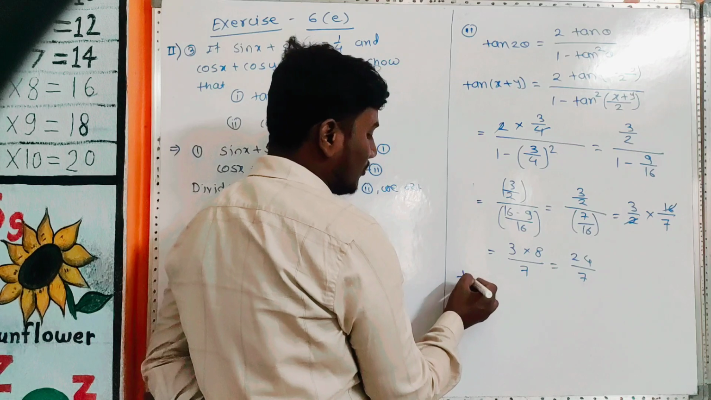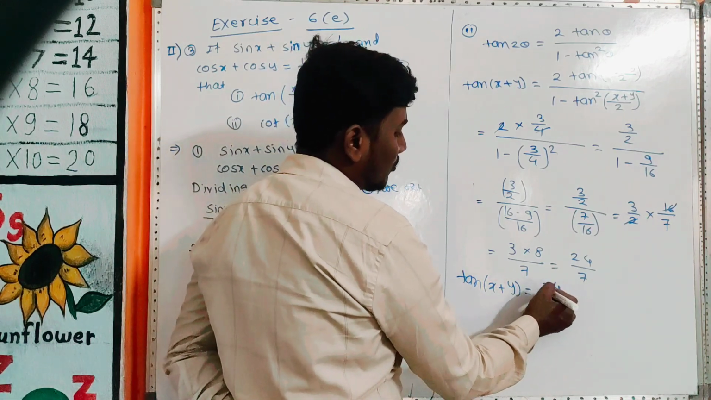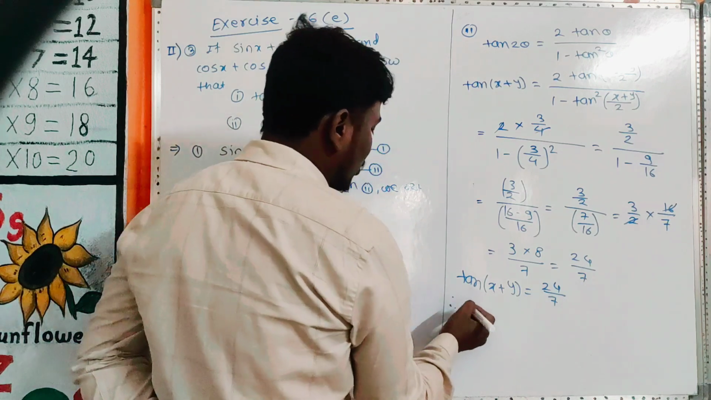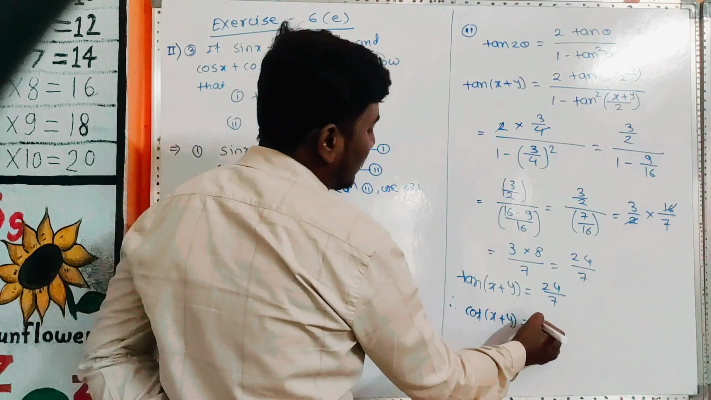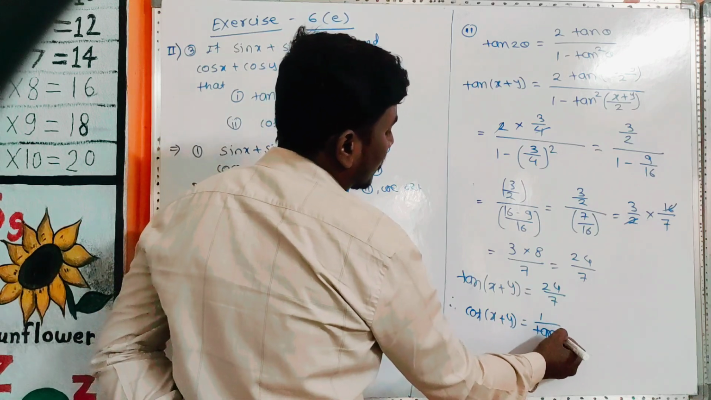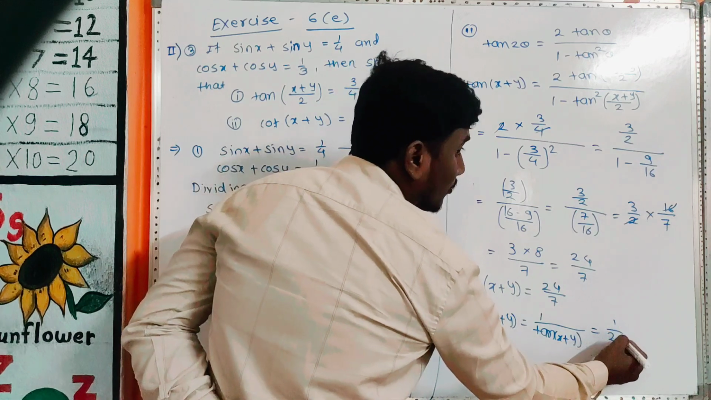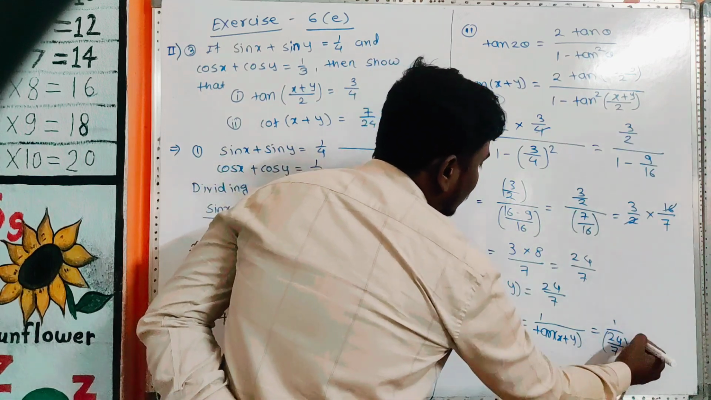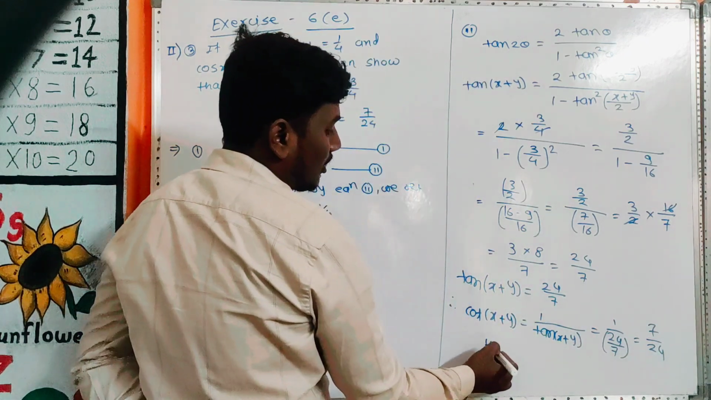This is the value of tan(x+y) is equal to 24/7. But we know that cot(x+y) is equal to 1/tan(x+y). So what is the value? 1 divided by 24/7. So this can be written as 7/24. Okay, hence proved.